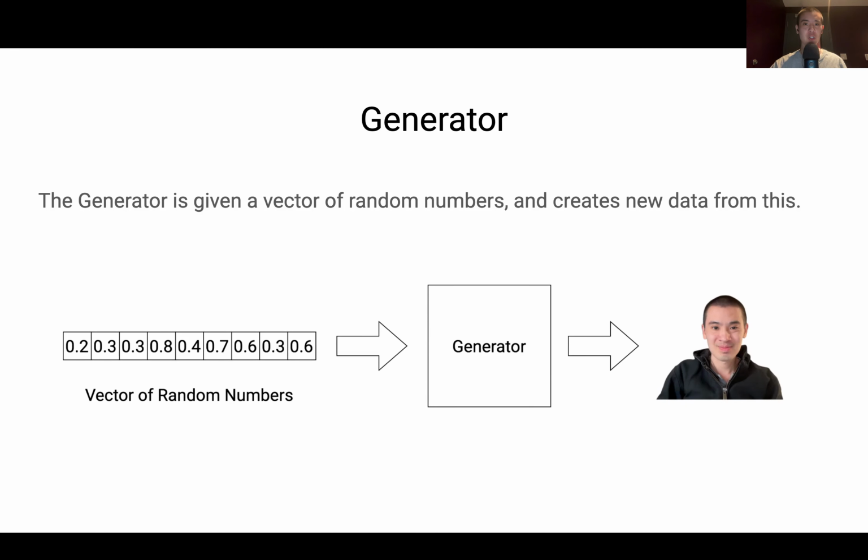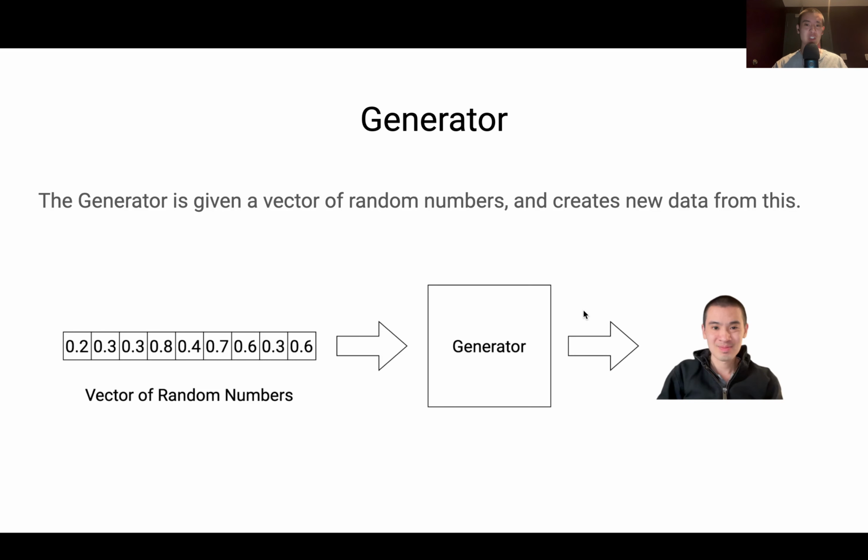Let's talk about the generator next. The generator is given a vector of random numbers, as we can see here, and creates new data from this. And I remember when I was first learning about GANs, this still seemed like magic to me. I give you a vector of random numbers and you can generate a realistic looking image once the weights are really good. It still seems kind of crazy and like magic to me.